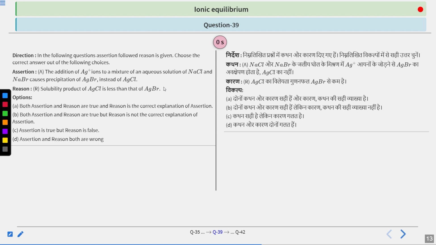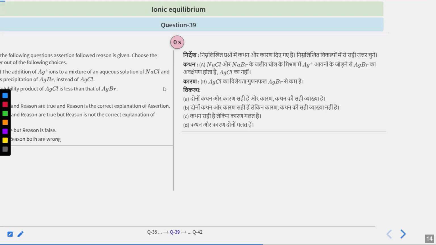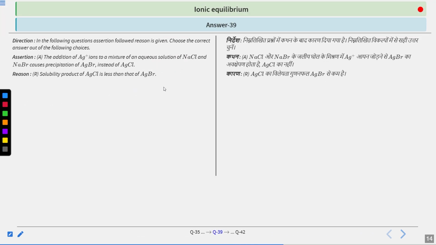The time is up for this question. So, what is the direction? The direction is to say whether the assertion and reason are true, and whether the reason is the correct explanation of the assertion or not.